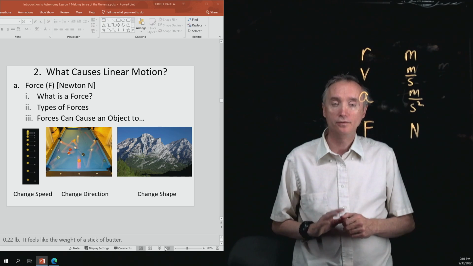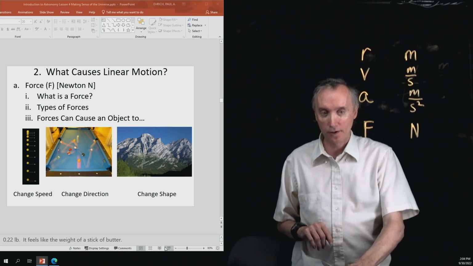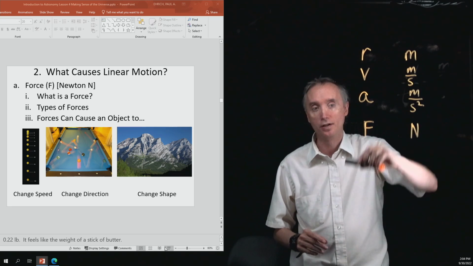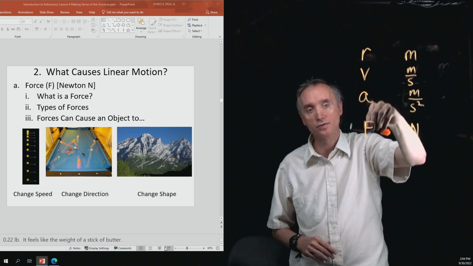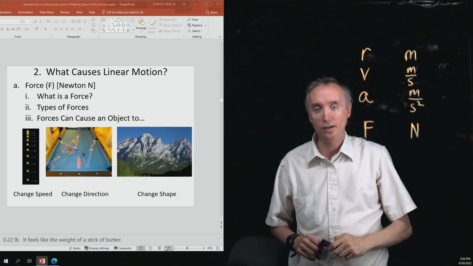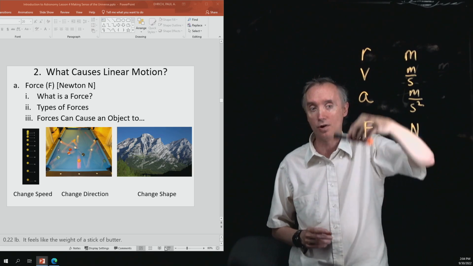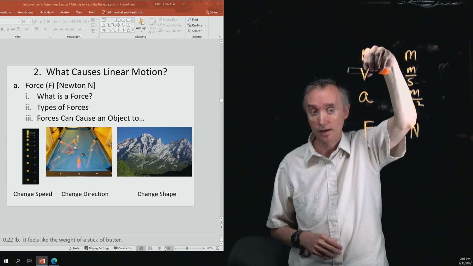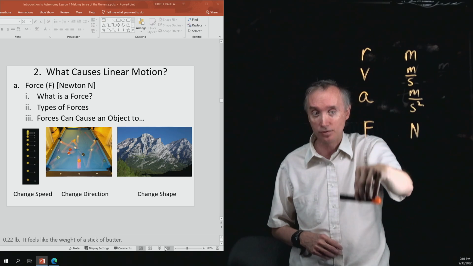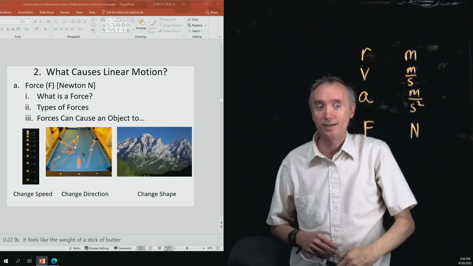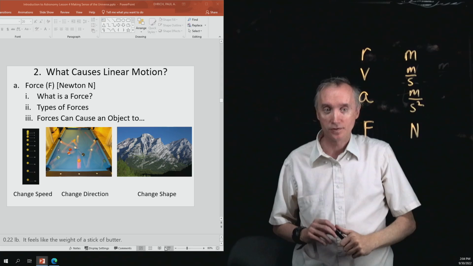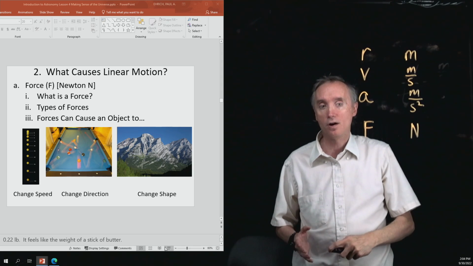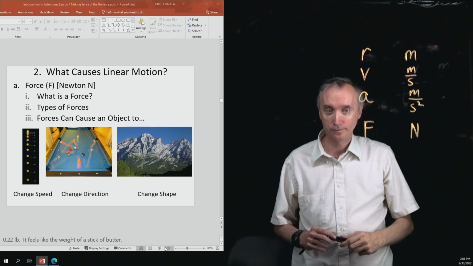Now, what can forces do? We've already mentioned this one here. If you look at that closely, you should notice that as this thing is falling, its speed is changing. Because after all, when it's in my hand, how fast is it going? 0. And you see that it has a new speed as it's falling. It's accelerating. Its speed is changing. So forces cause things to accelerate.